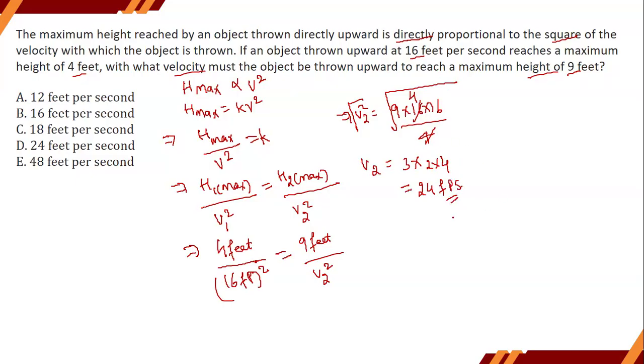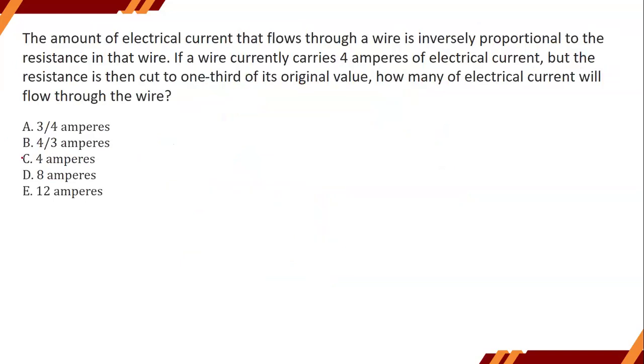right? So the answer to our question is option D. We can eliminate all other answer choices. All right. So hope this is clear. So whenever you come across direct proportionality questions, set up the ratios. That's it. Okay. Now moving on to the next question.